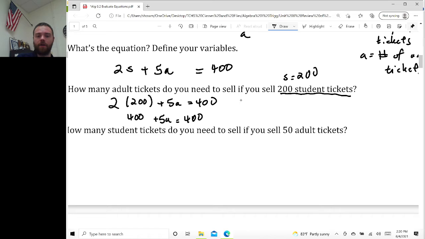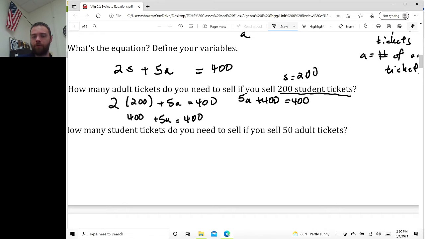So I'm going to rewrite this equation to make it a little clearer. It's 5A plus 400 equals 400. All I did was swap those two. I just swapped 400 and 5A in this part. So I didn't really change the equation. I just switched the order of these two.